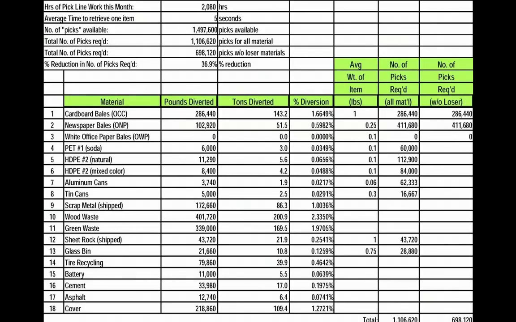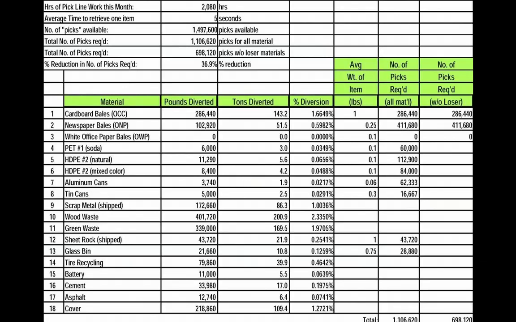And then we go a little further. We look at the average weight of the items that are picked. So cardboard, a pound. Newspaper, about 1/4 of a pound. Office paper, 1/10 of a pound. This is just based on random sampling to identify how much each of these picks weighs. And then how many picks are required.